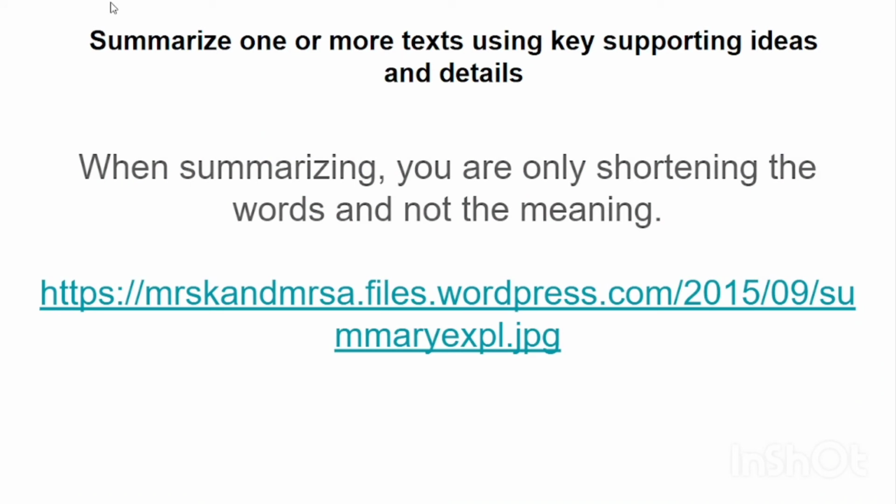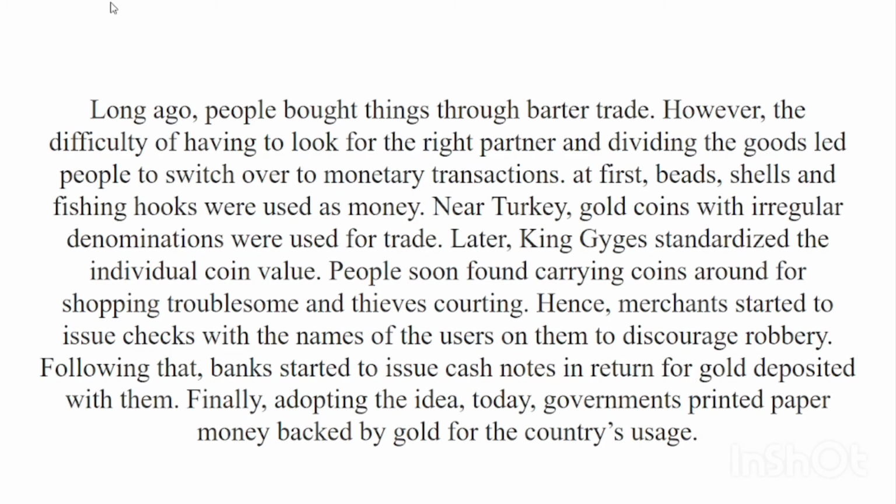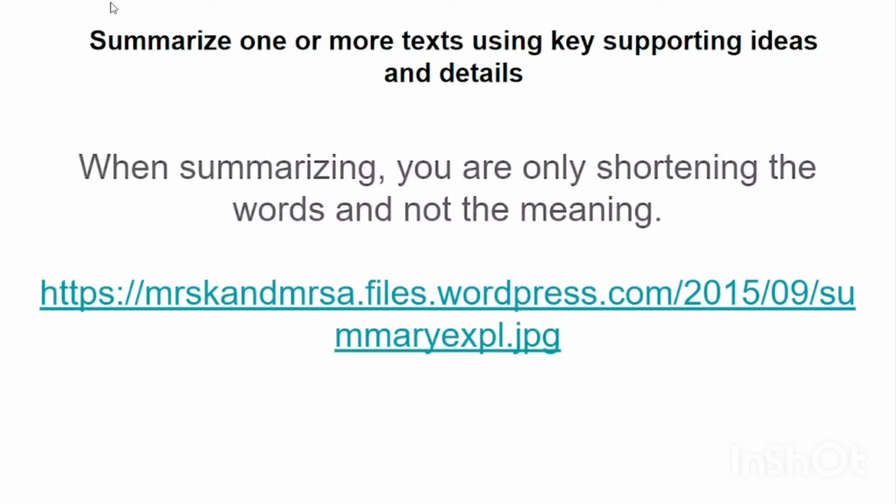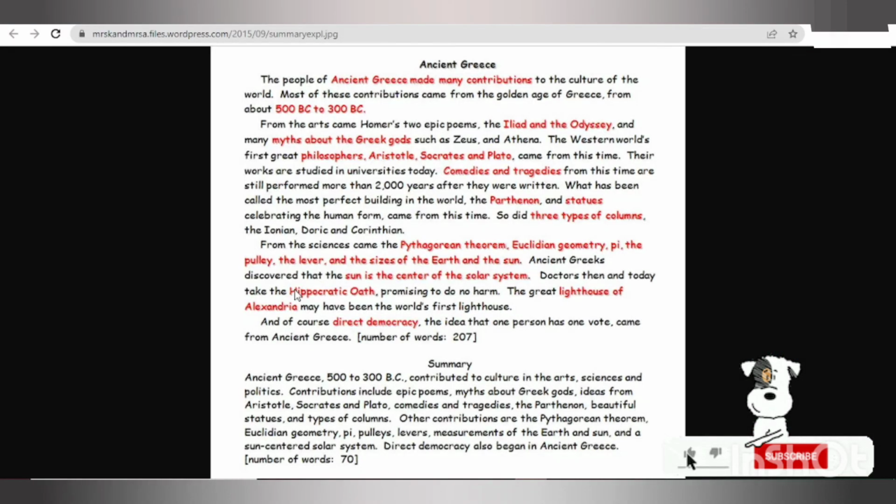Okay, so now we're going to look at what summarizing is. Summarizing is shortening the words but not the meaning. As I showed you here, this was a summary of the long paragraph that we just read. So that should give you an idea of what a summary is. So let's go to this file. On your own, please go ahead and read what this is saying.